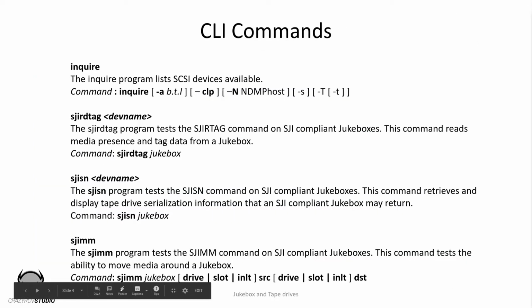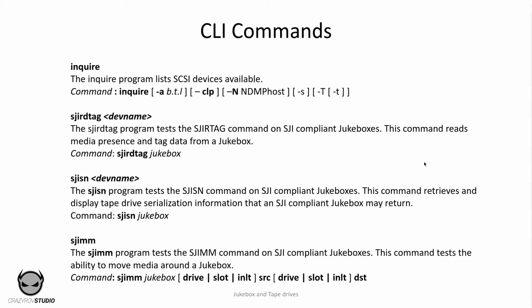Now that we have seen what daemons are used, let's quickly look at the different commands that we use during the configuration and troubleshooting of the tape library itself. The commands on this slide are not used for day-to-day operations, but are useful when troubleshooting any jukebox related issues. These commands interact directly with the tape library and help us to check if the issue is with the configuration in NetWorker or with the tape library itself.